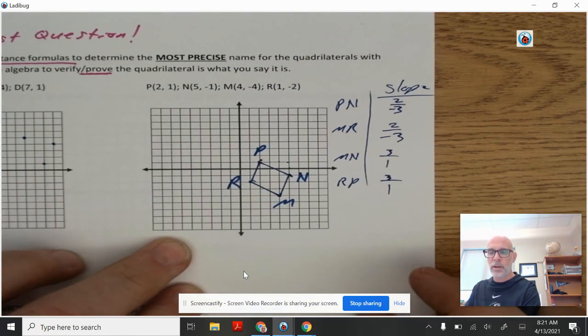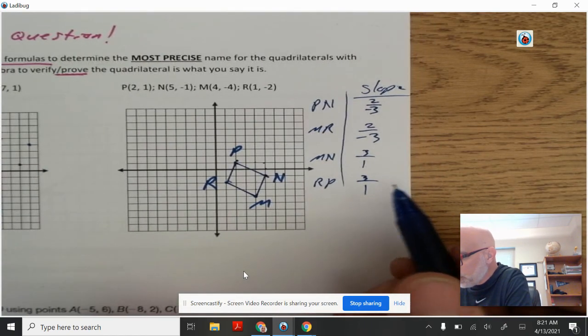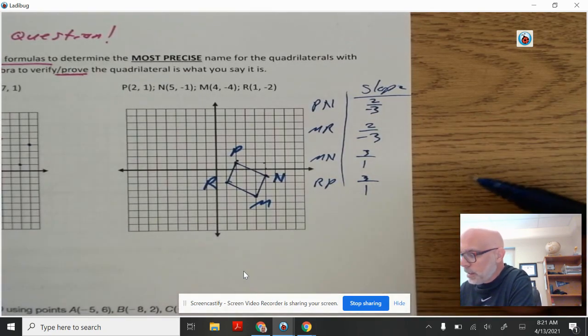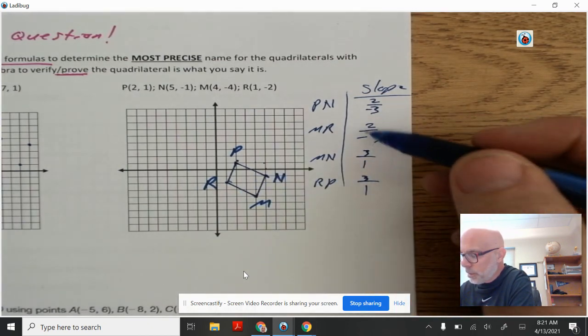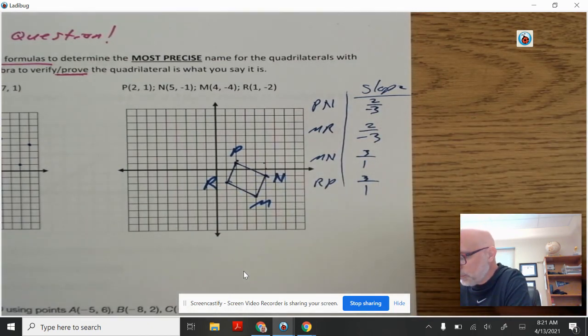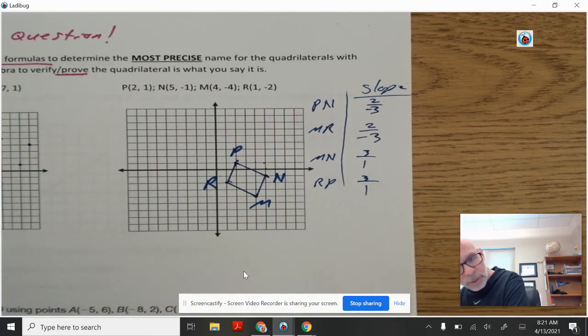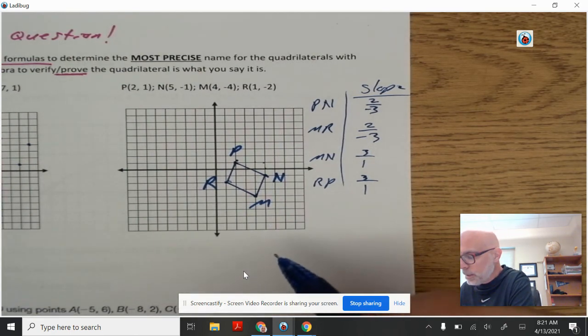Okay, so the first thing I notice is maybe I was thinking this was a rectangle, but I don't think that it is. I know it's not because these slopes are not negative reciprocals of each other. This is verifying that these two sides are parallel and that these two sides are parallel, but they're not negative reciprocals of each other. So right now, I'm thinking it's just a parallelogram. All right, we need to check some distances and make sure that none of the sides are the same length.